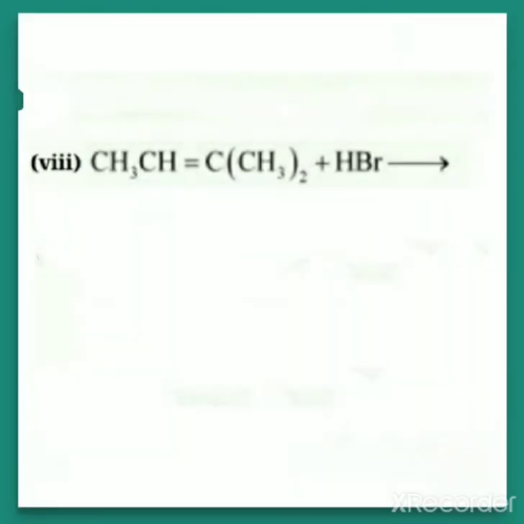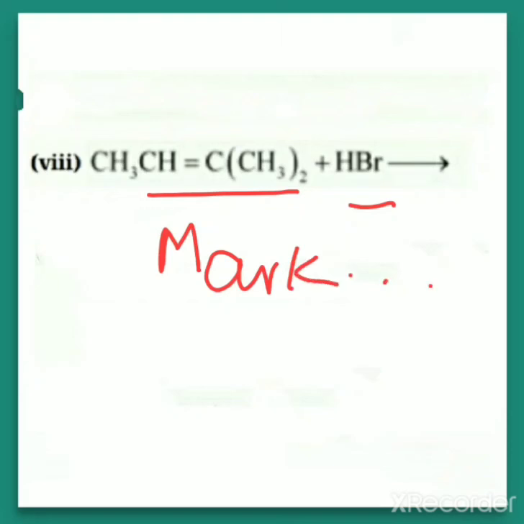The next, in this problem also, it is an alkene plus HBr. But here peroxide is not given, therefore we have to use the Markovnikov rule. According to this, the negative part gets attached to the carbon which has less hydrogen. When you check these two carbons, this is our focusing carbon because of the double bond. In this, which carbon has less hydrogen? Definitely this one. So Br will attach on this carbon and H will attach on this carbon.